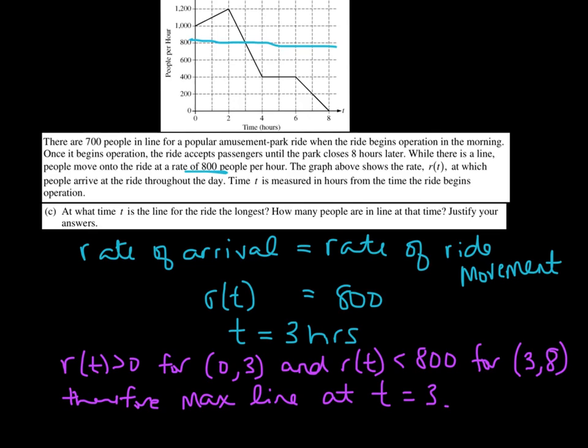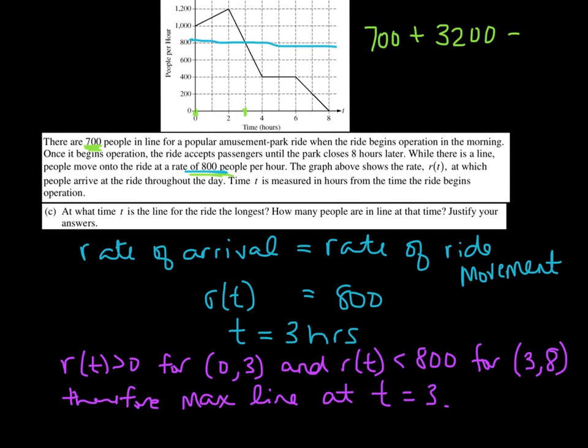Now the second part says how many people are in the line at that time. So we need to find the exact number of people in the line at that time. I'm going to work up here just so I have room. It says here that I start off with 700 people at the very beginning when the ride begins. So I'm going to start with 700. Then I'm going to add on the number of people from 0 to 3, which I already found in part A was 3,200. That's how many people arrived. But don't forget that you have to take away the number of people who actually got on the ride. And that's where this 800 people per hour comes in.